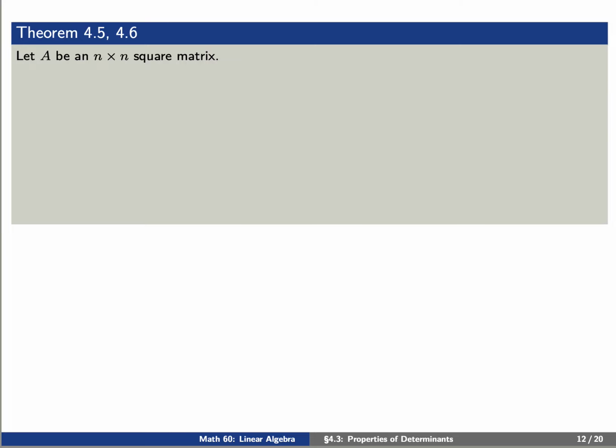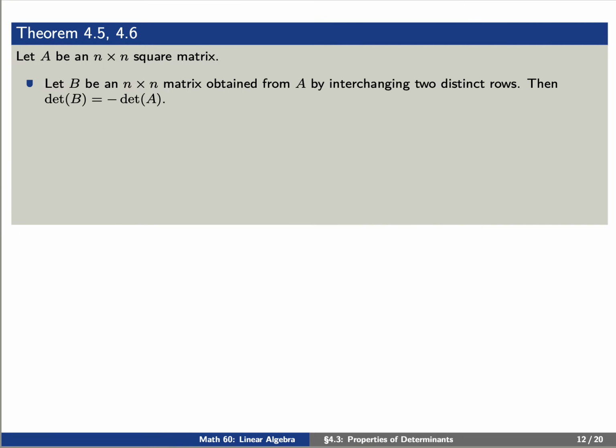Let's say that more generally A is an n by n matrix. And let's say that B is obtained from A by performing one of these elementary operations. First, let's say that B is a matrix obtained by interchanging any two distinct rows. Then the determinant of B is negative the determinant of A.